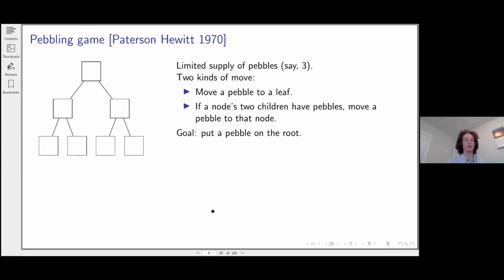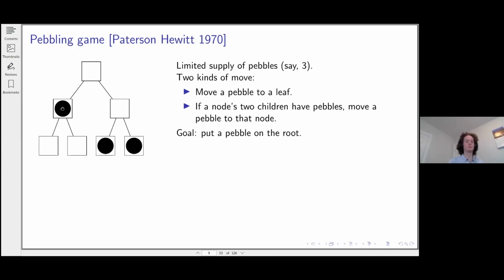Okay, so let's try this. We have 3 pebbles to start with. So I'm going to start by putting 2 of the pebbles on the leftmost 2 leaves. Now the left child of the root has both of its children with pebbles on them, so we're allowed to move a pebble there. And this is good progress, right? Our goal is to put a pebble on the root, and we've already managed to put a pebble on one of its 2 children. So let's move on to the right side of the tree.